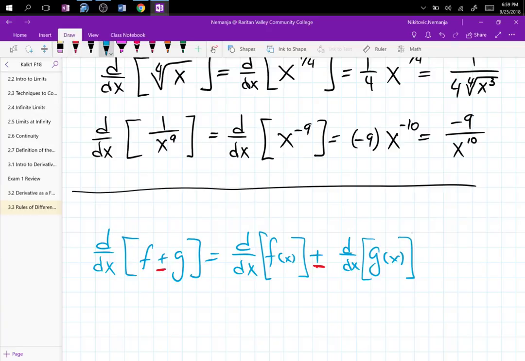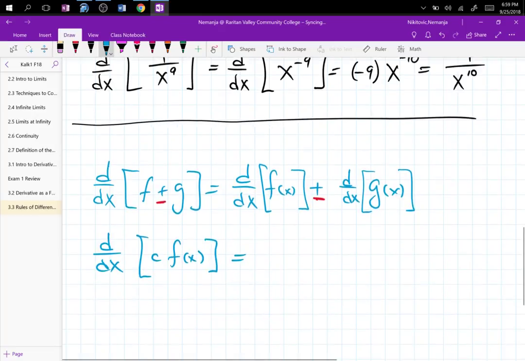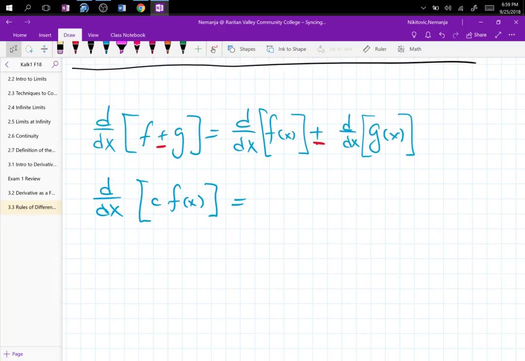The last one is when the function is multiplied by a constant. You can kick that constant outside. And this is what we have, right? This is what we have.